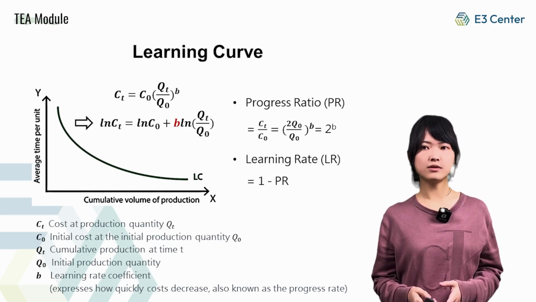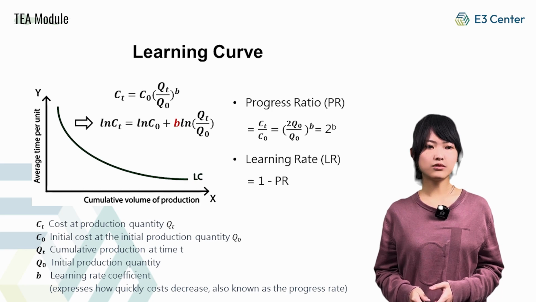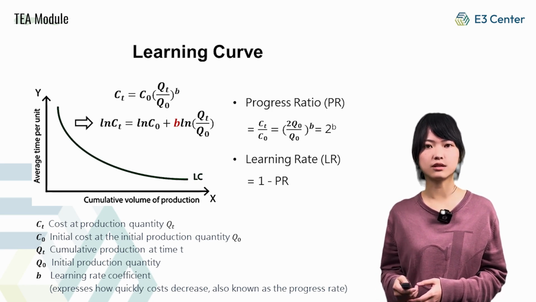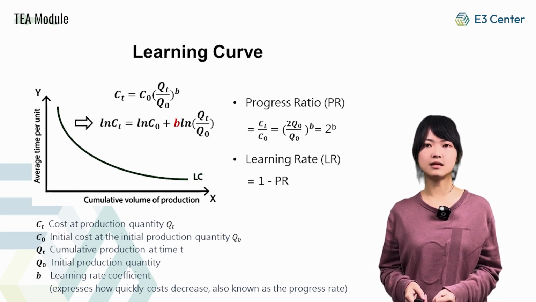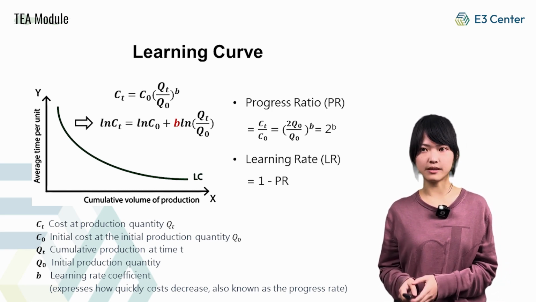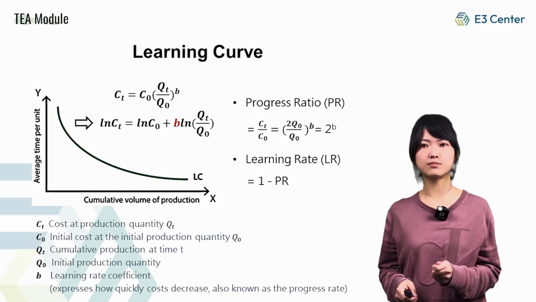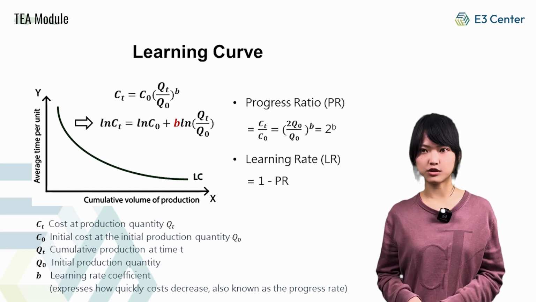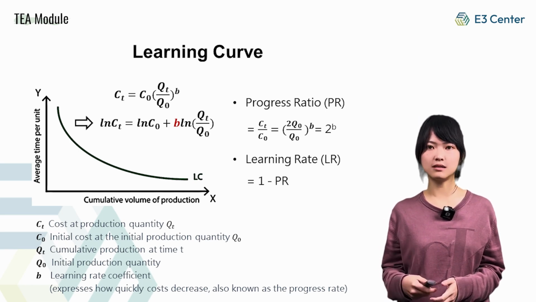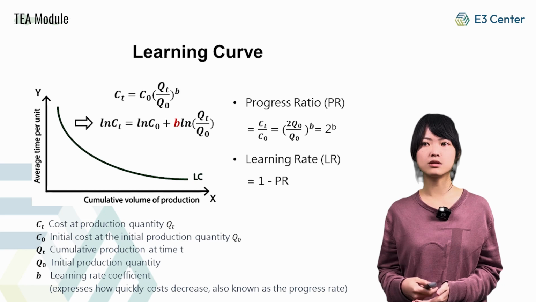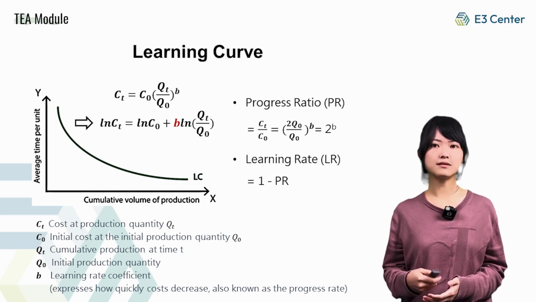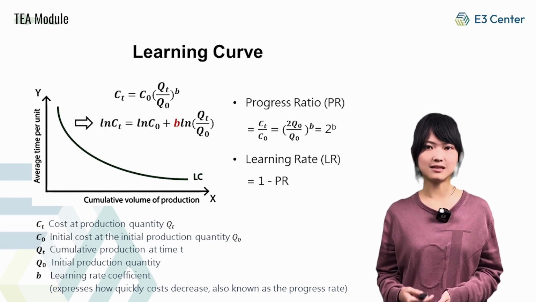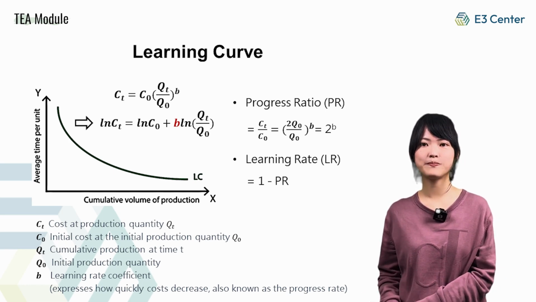Let's now break down the formula and the components. We use the equation shown here to calculate the cost CT at any production quantity QT, and C0 represents the initial cost when production begins, and Q0 is the initial production quantity. The exponent B is the learning rate coefficient, which quantifies how quickly costs decrease as the production experience increases. This is the important factor because it directly influences how steeply our cost will drop over time.